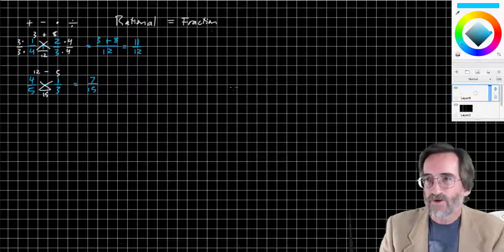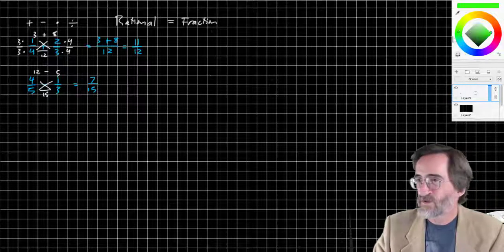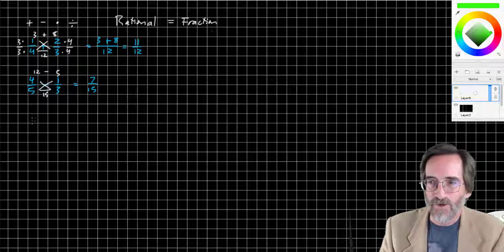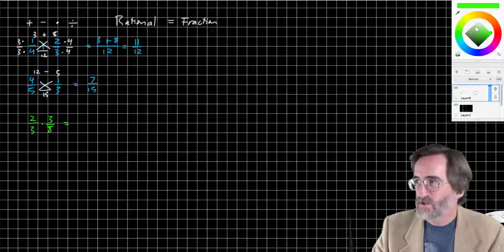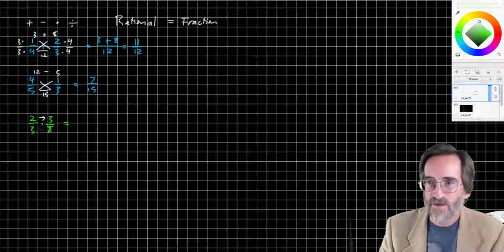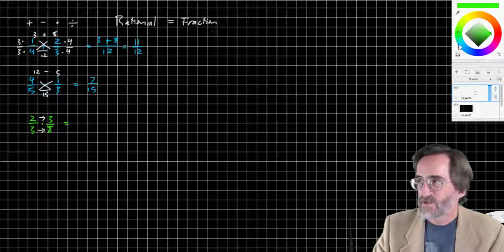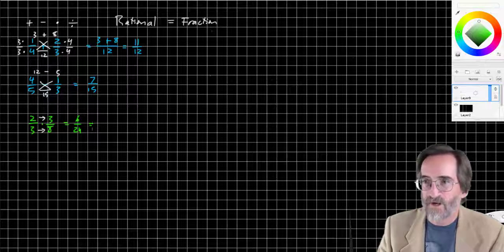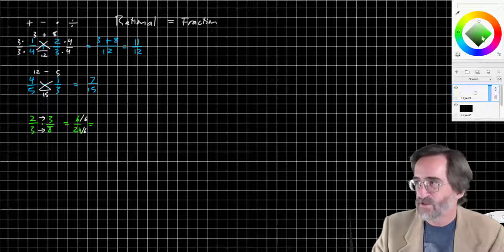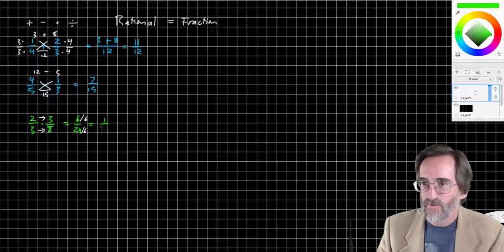To multiply fractions, we go straight across. So we've covered add, subtract, and multiply. Let's say we have 2/3 times 3/8. We can multiply straight across. 2 times 3 is 6. 3 times 8 is 24. Then we can reduce by dividing top and bottom by 6. 6 divided by 6 is 1. 24 divided by 6 is 4.